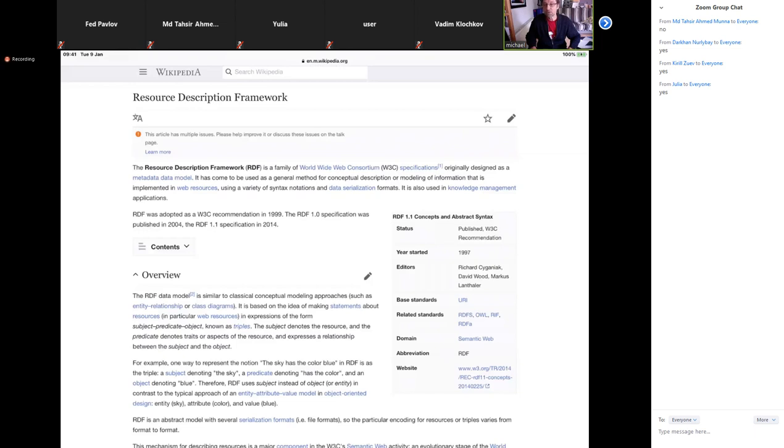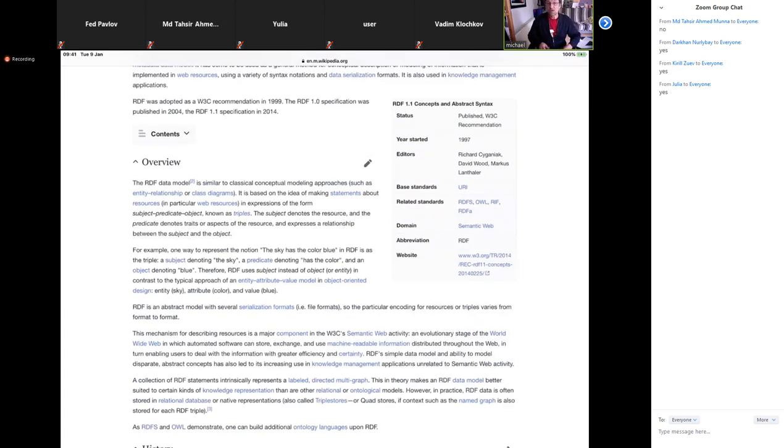It also gives a quick survey of the syntaxes, the syntactic representations, or how they call it, data serialization formats. By the way, if you look at this page, it itself contains some information in RDF. If you look at this box on the right-hand side, it describes RDF in terms of its status, year started, editors, and so on. These are examples of triples. It also gives a nice overview of the language, that the RDF data model is similar to classical conceptual modeling approaches.